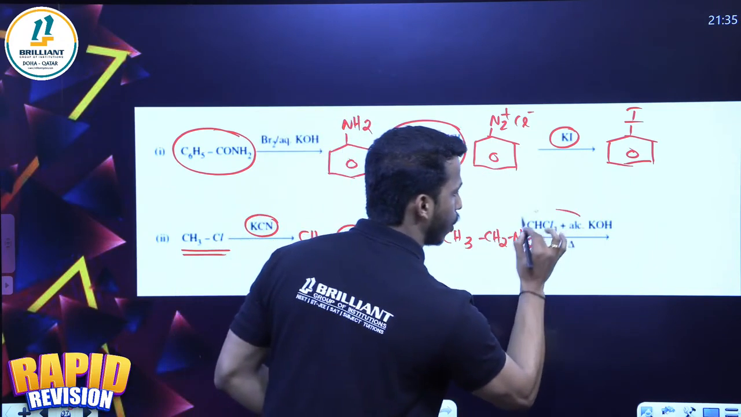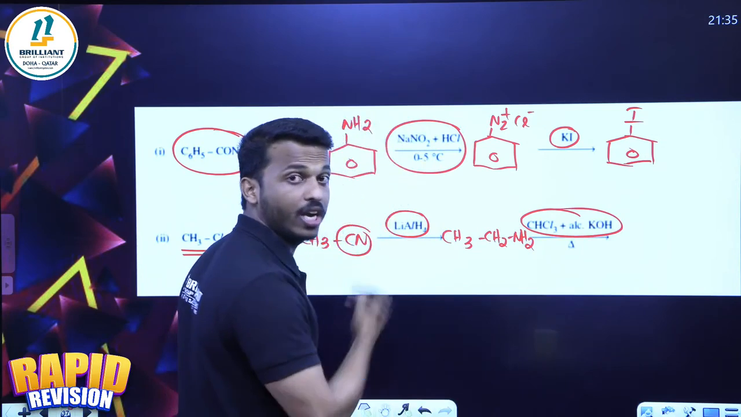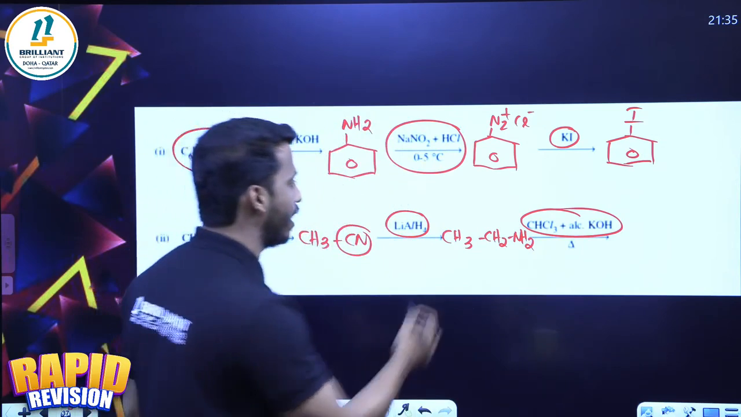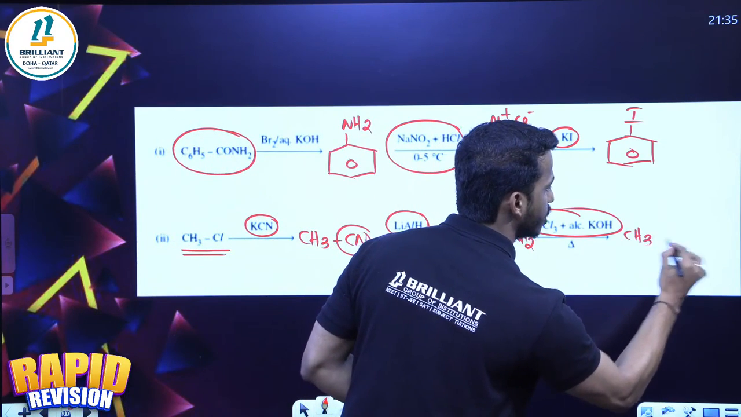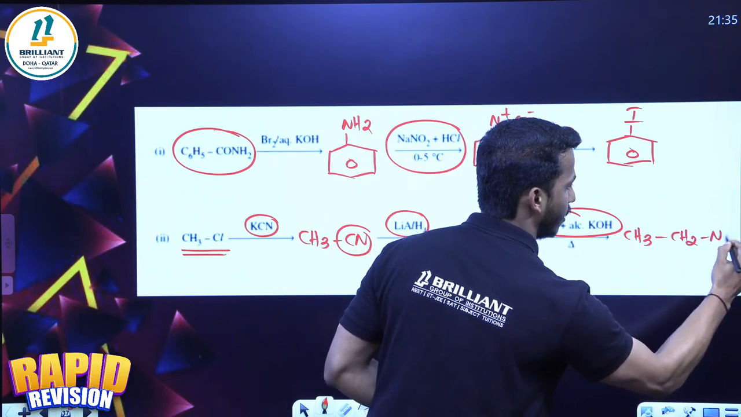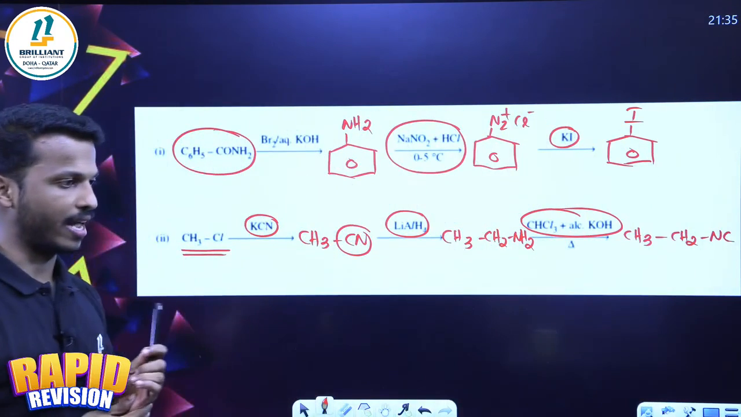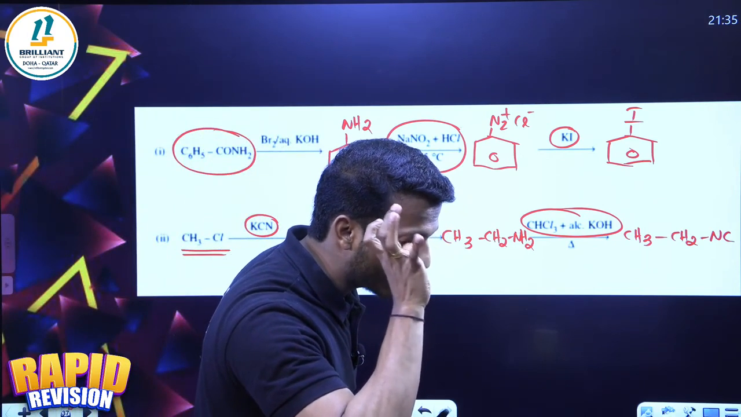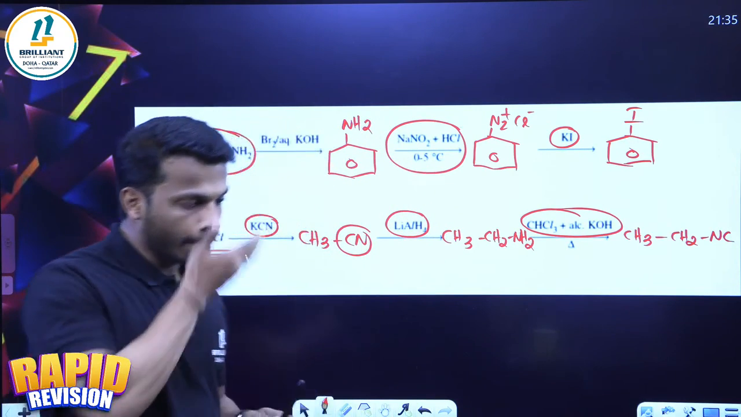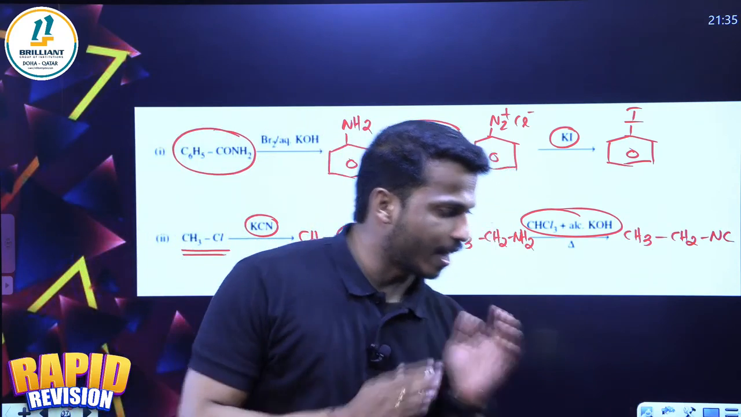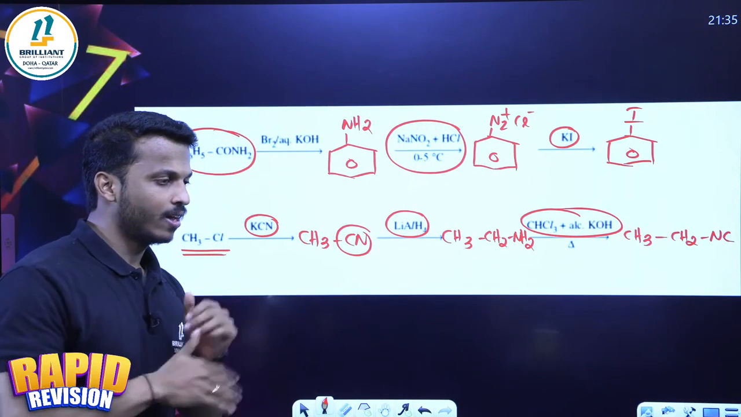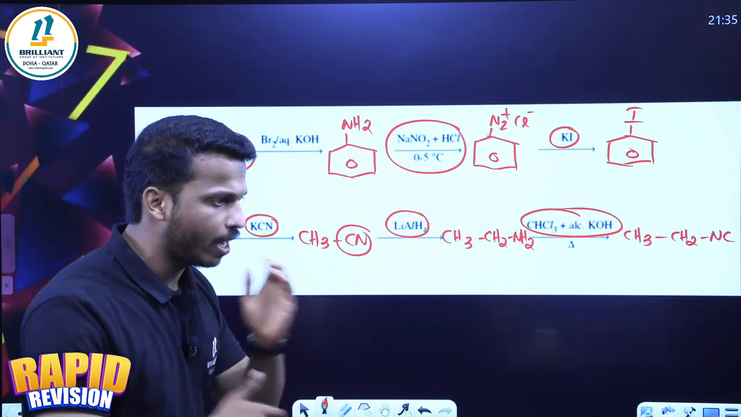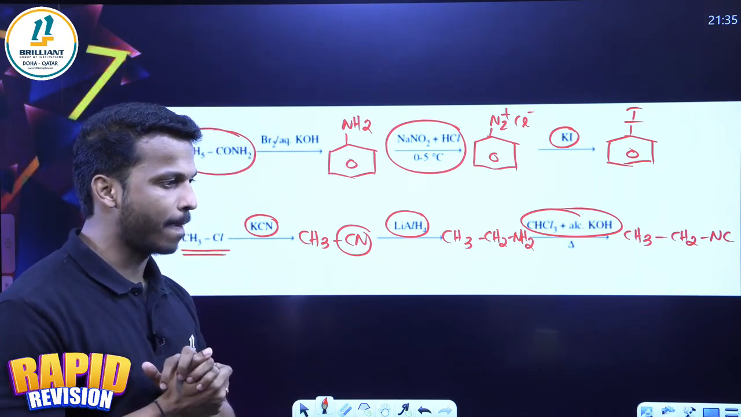Amine treated with chloroform and alcoholic KOH, it undergoes which reaction? Carbylamine reaction. It will give you what? The foul smell, isocyanide. You will get isocyanide. Dear all, are the answers correct or not? All the answers are correct or not? Is it correct or not? Did you get the answer, or are you able to recall all these reactions?